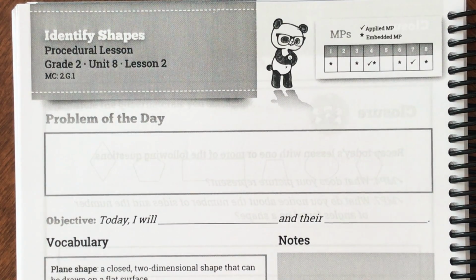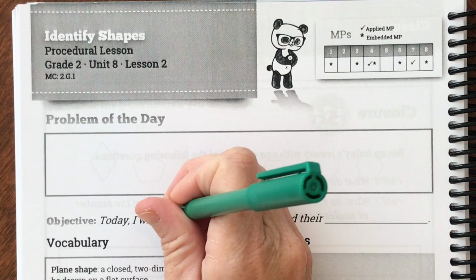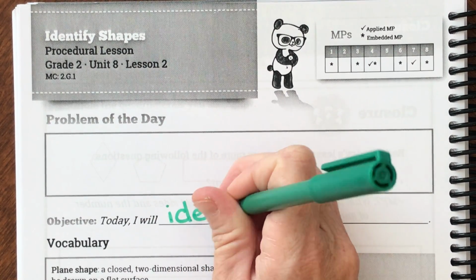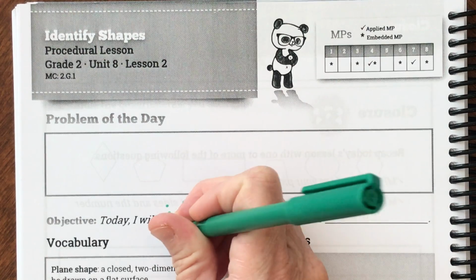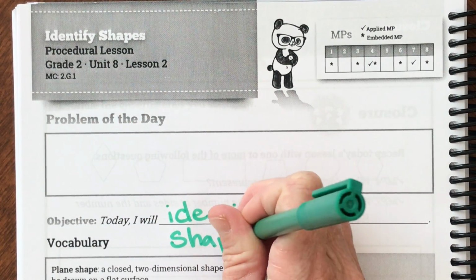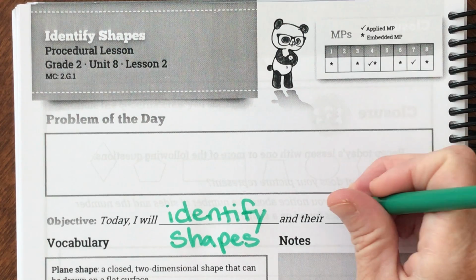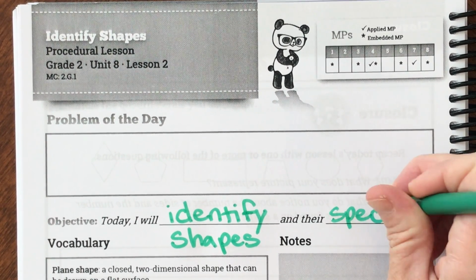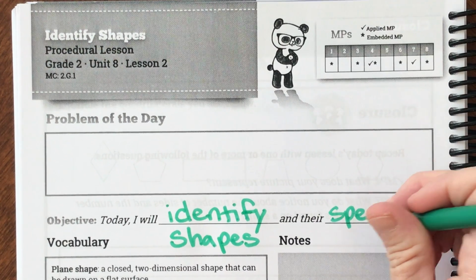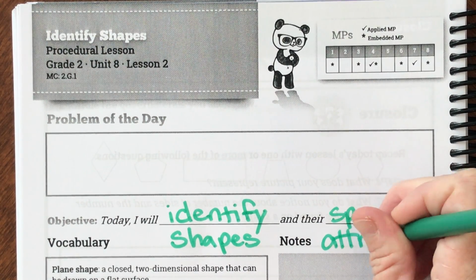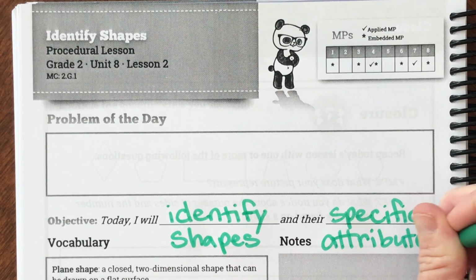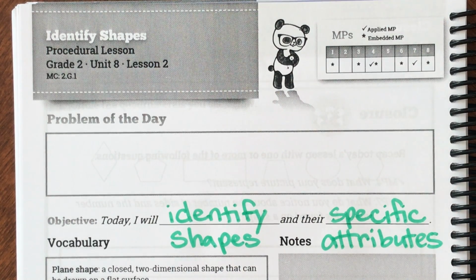Okay, our objective for today is: today I will identify shapes and their specific attributes. Okay, I'll give you a second to get that copied down. So today I will identify shapes and their specific attributes. That's how we say this word, attributes. And we'll talk about what this means in our vocabulary today.